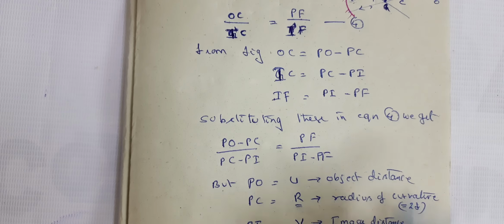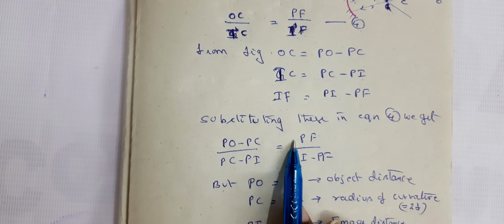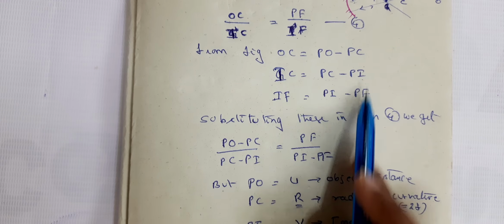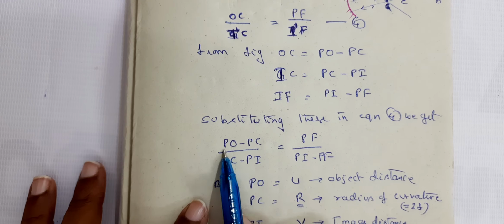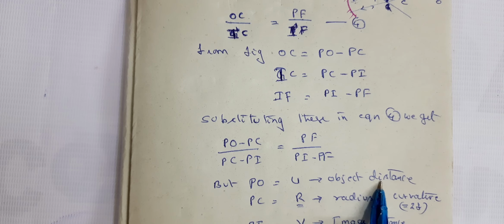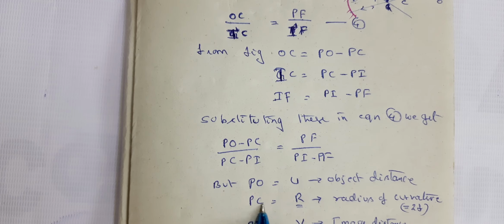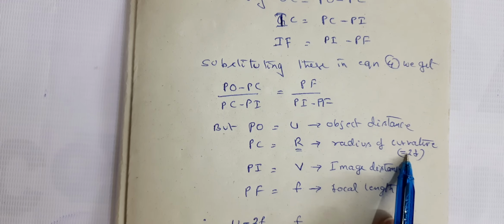Right? So now, substituting these in this equation, you will be getting PO minus PC by PC minus PI. So you can substitute all these in the respective places. You will get this equation. But what is PO? P to the object. Pole to the object is object distance. PC, pole to the center of curvature, is radius of curvature. What is radius of curvature? Which is equal to 2F.